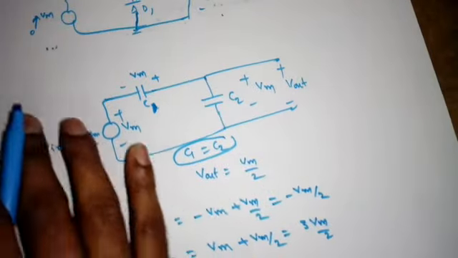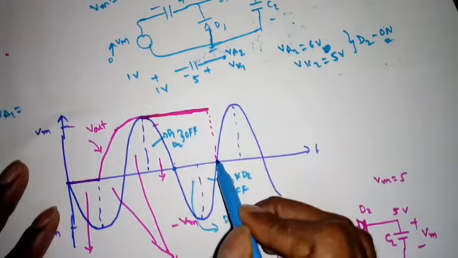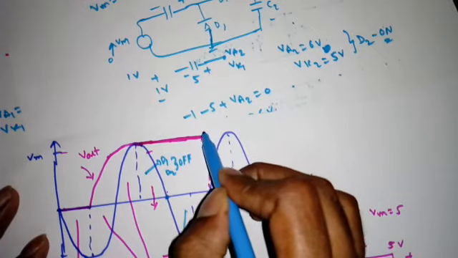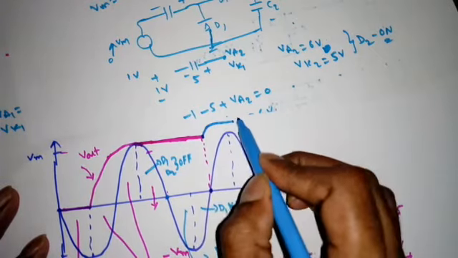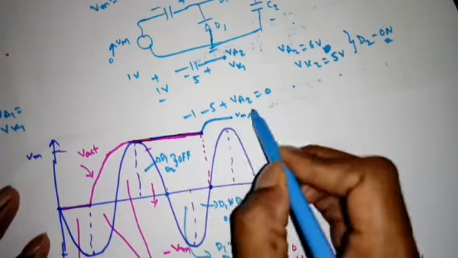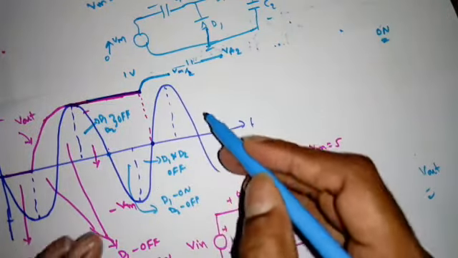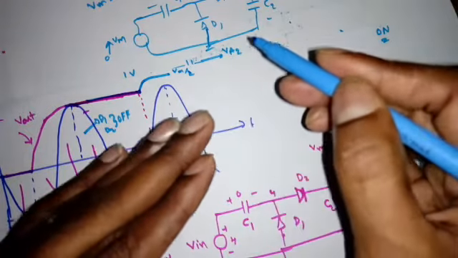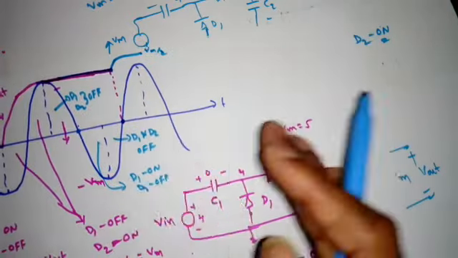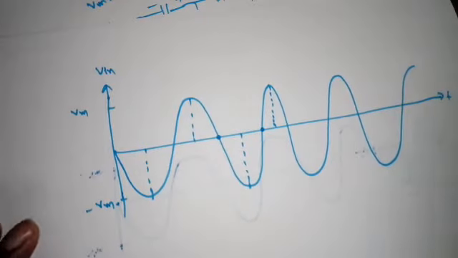Now how to draw the waveform? From 0 to Vm, the capacitor C2 is charging. How much will it charge? Vm by 2 only. Previously Vm, now it will be Vm by 2. Now we can guess what happens in other cycles. Now it will charge to Vm by 4, one more cycle Vm by 8, and so on, right? You can do that on your own. So I will draw the final output waveform.